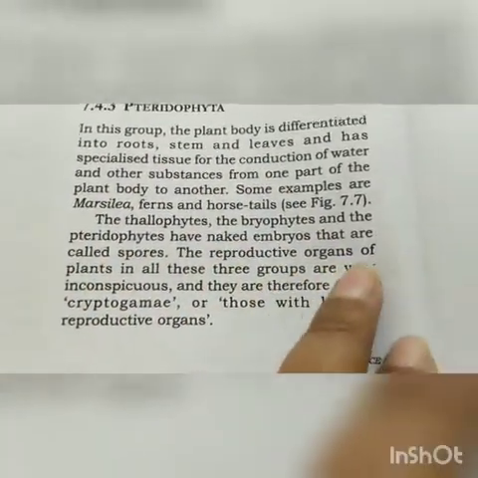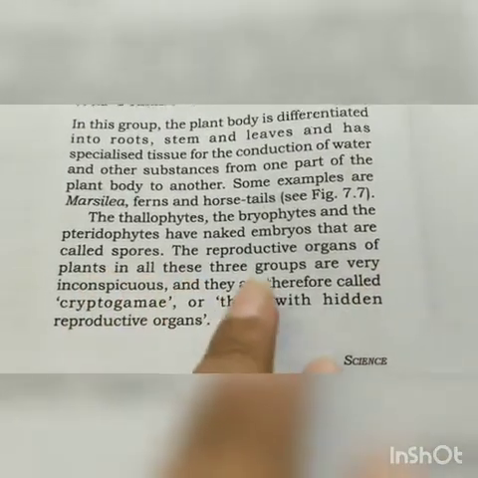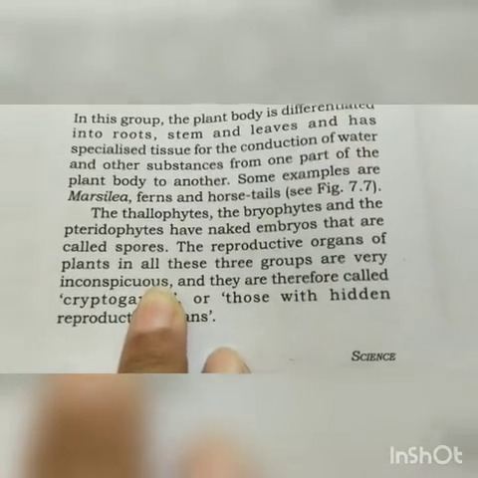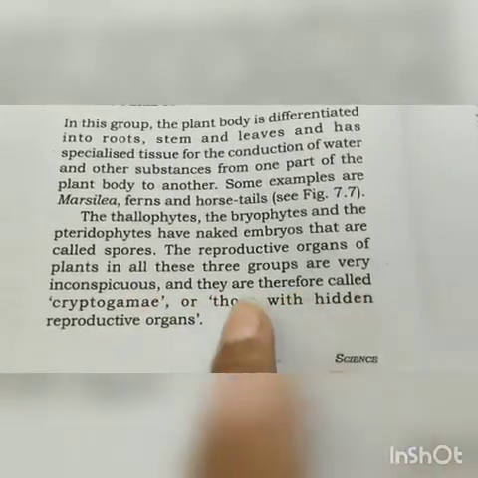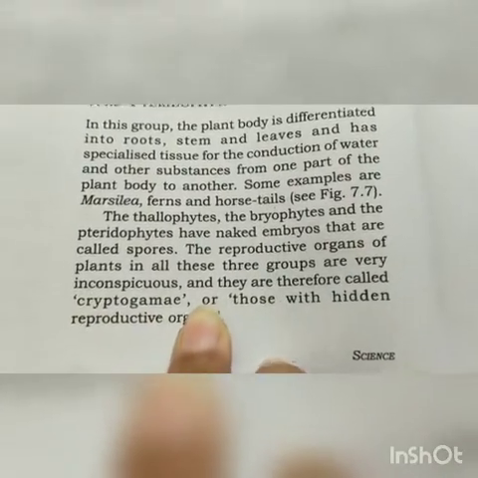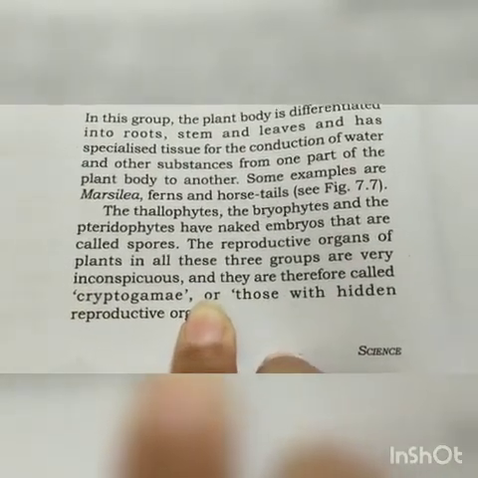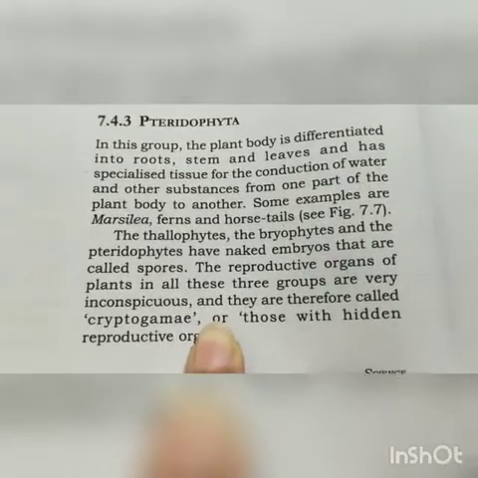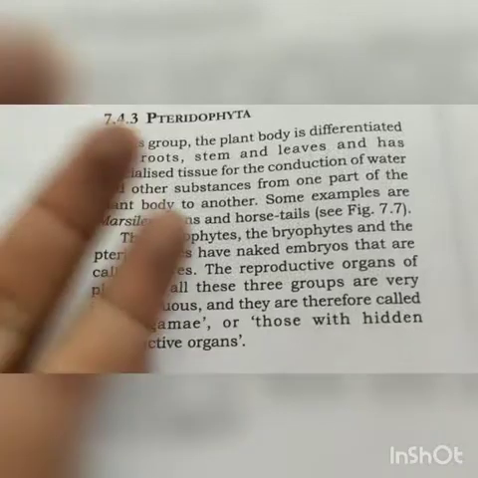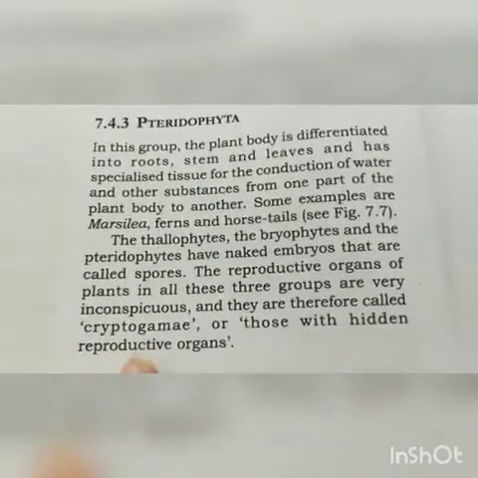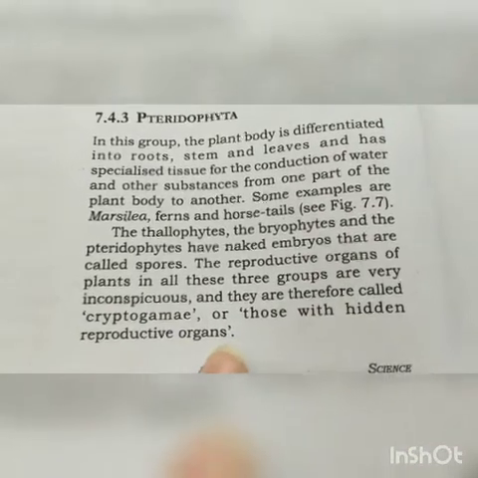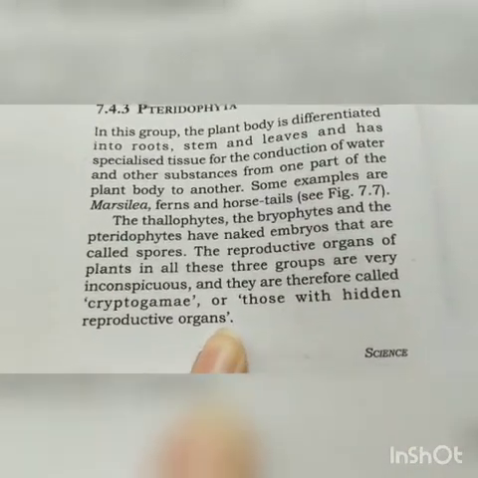The reproductive organs of plants in all these three groups are very inconspicuous, and they are therefore called cryptogams. They reproduce from spores, so the reproductive organ is very inconspicuous, and therefore it is called cryptogam, or those with hidden reproductive organs. Okay.